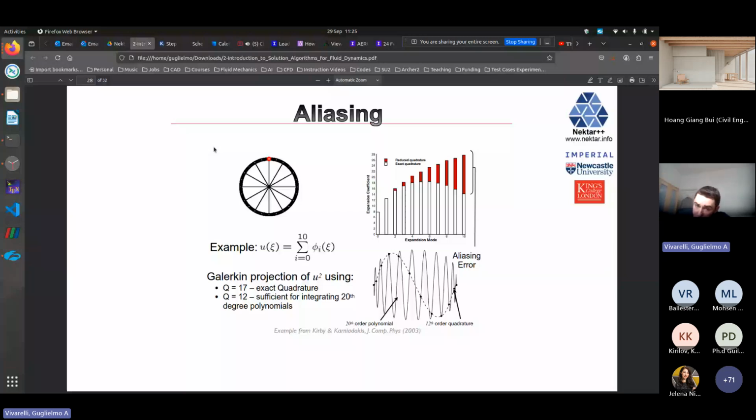If we then have a look at the expansion coefficients in the bar chart at the top, you've got your expansion coefficient on the left and the expansion mode at the bottom. Because of this under-integration, you can see that the deviation in red from the exact value of the expansion coefficient at higher and higher modes starts to increase. This means you're introducing an error, and of course this will gradually accumulate energy and cause explosion of your solution. And of course, the more points you have, the more expensive your solution becomes.